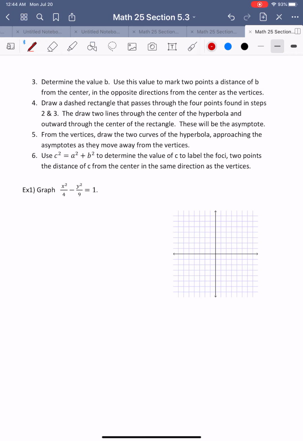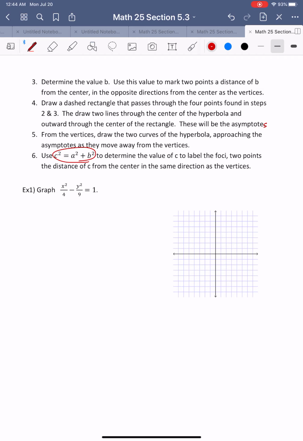These are the asymptotes. And then from the vertices, draw the 2 curves. The hyperbola approaches the asymptotes as it moves away from the vertices. So use this formula we have. This is different from the ellipse. To determine the value of c, to label the foci, mark 2 points at distance c from the center, in the same direction as the vertices.